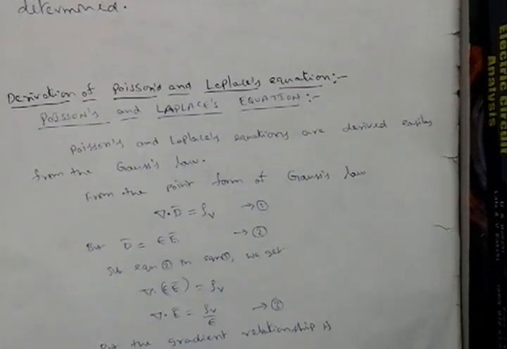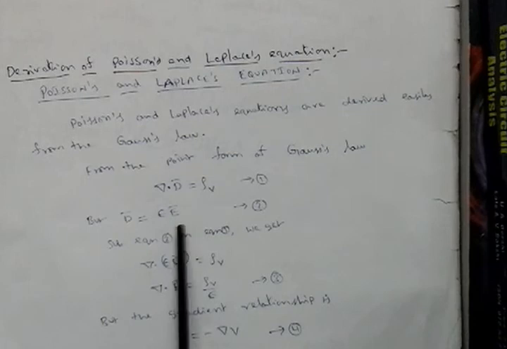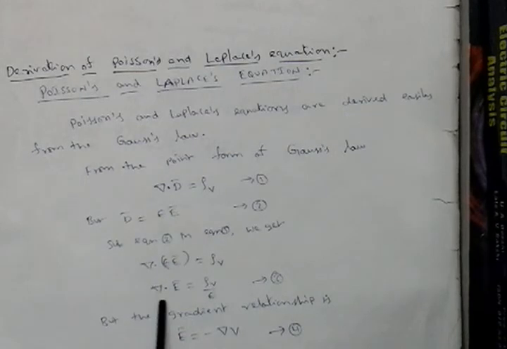Now let's see how the Poisson's and Laplace equation is derived. What are the equations related to Poisson's equation and Laplace equation? To derive these Poisson's and Laplace equations, first we need to consider the point form of Gauss law. The point form of Gauss law is del dot D bar is equal to rho v, and we know D bar is equal to what? Epsilon E bar. Substitute in this, then you will get that del dot E bar is equal to rho v by epsilon.